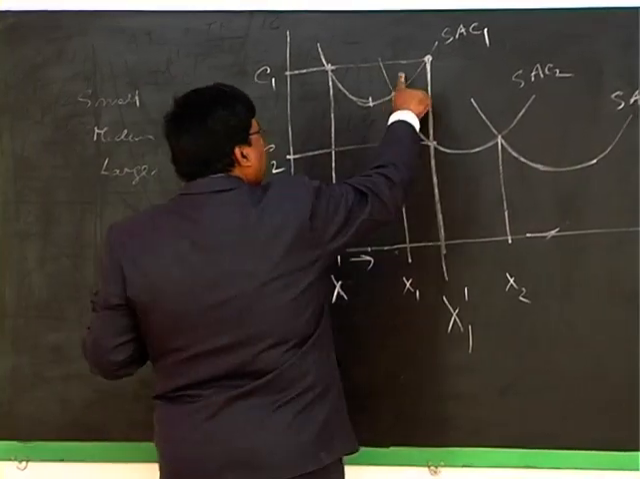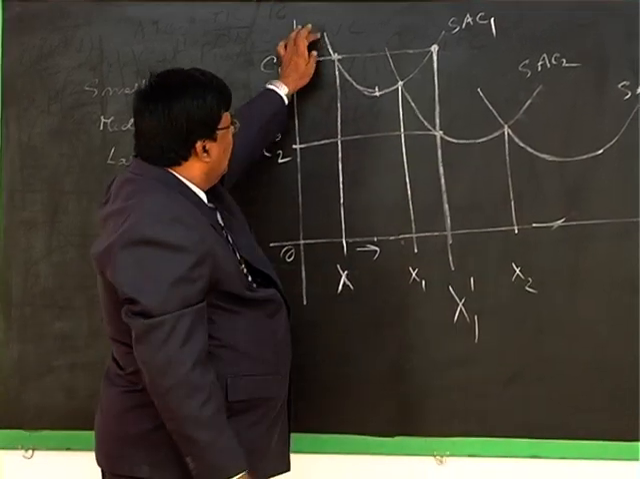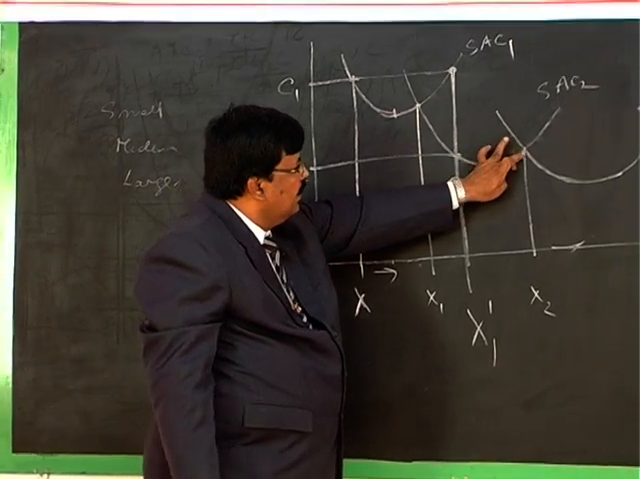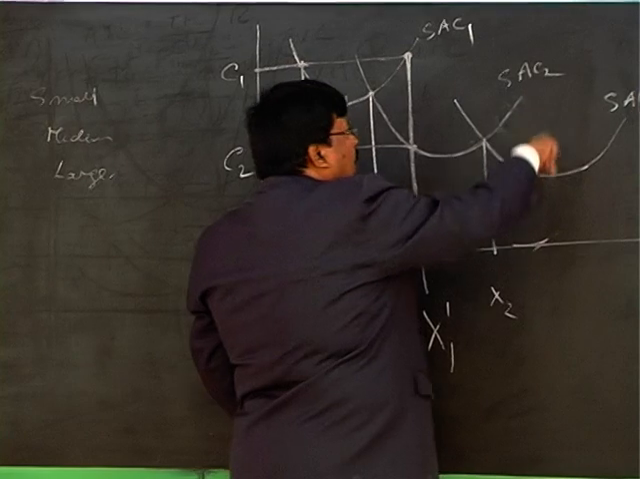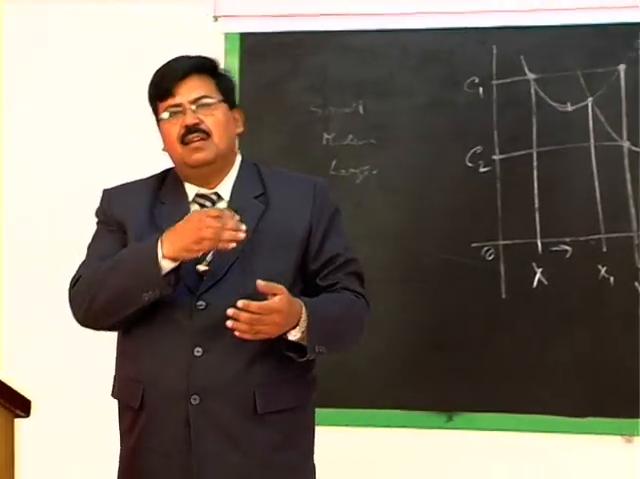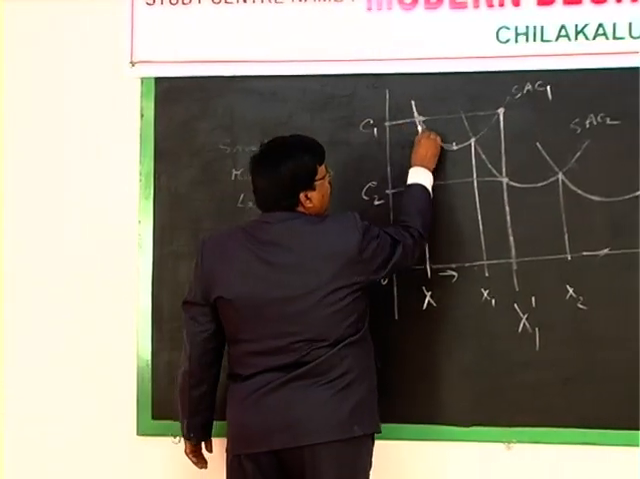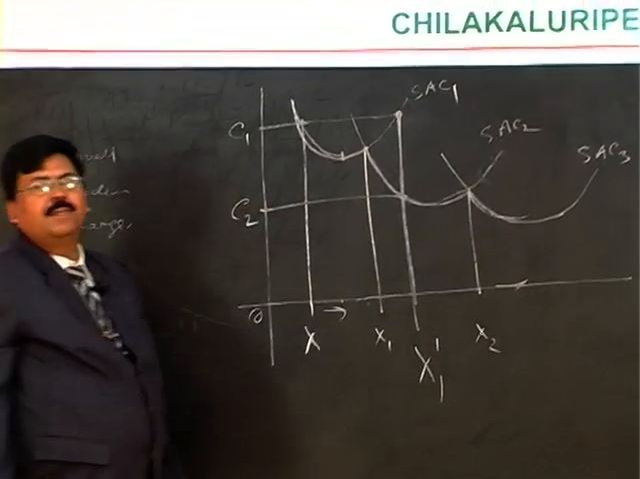He has no relevance for this. In the short run he will operate, and in the long run these are the relevant portions. So in the long run this will not be there. In the short run he has to operate, but in the long run what is relevant for this individual is the heavily shaded line like this, which is called LAC.